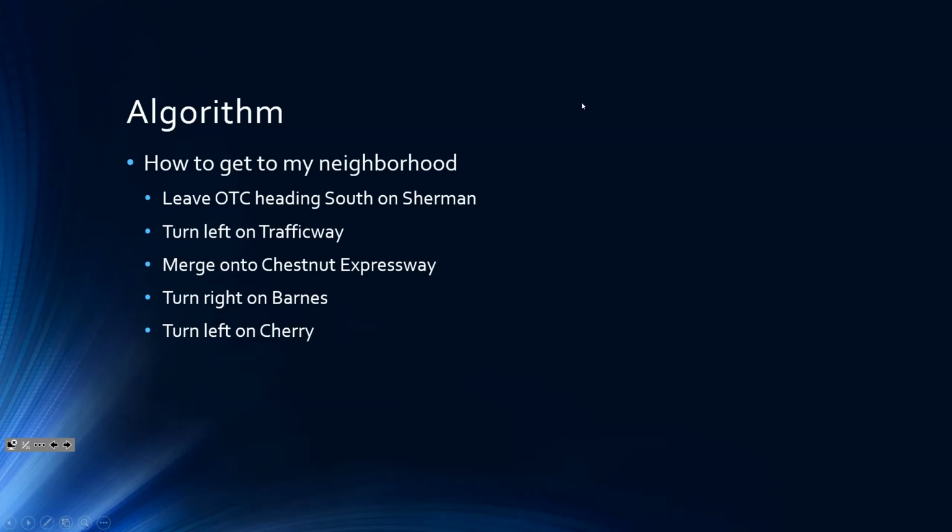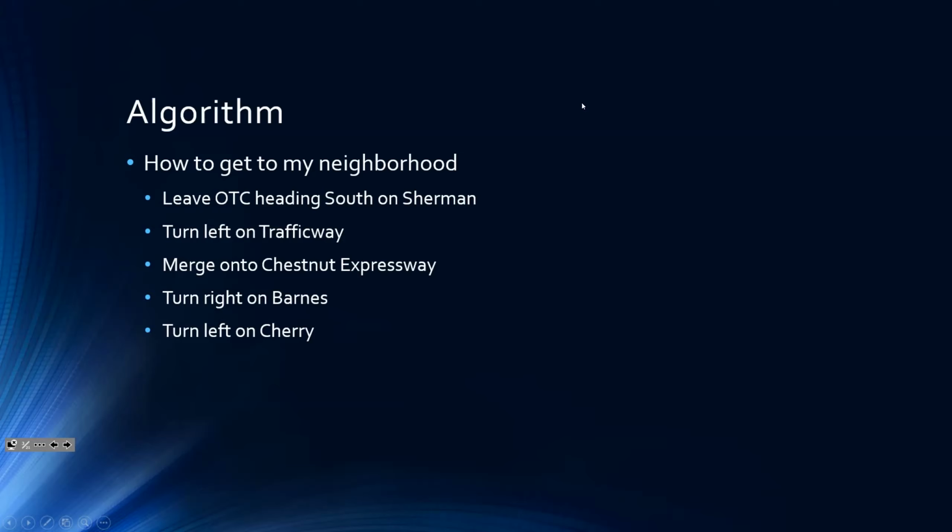What if I left out this part about turning left on Traffic Way? Would my algorithm be valid? Yeah, it would be buggy. Right? My people would get lost. They wouldn't know what to do because I left out a really important step. So I want you to think about that as you're developing your algorithm. Would your project team be able to find your neighborhood? Now, don't take them all the way to your house because we don't know each other that well yet. Just take them close to your neighborhood.